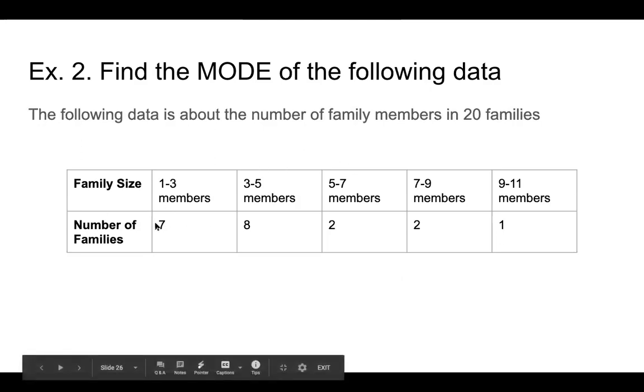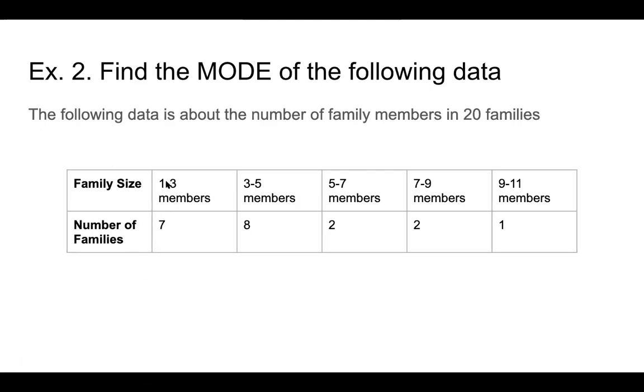So what does this say? That in 7 families there are 1 to 3 people in the family. That is, it could be either 1 or 2, not including the higher limit. Okay, so 1 to 3 means 1 and 2. So 7 families have either 1 or 2 people in it.